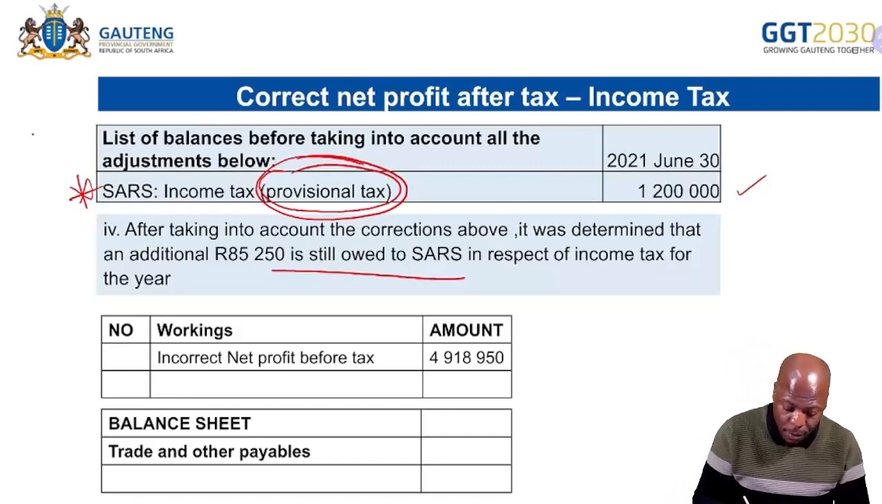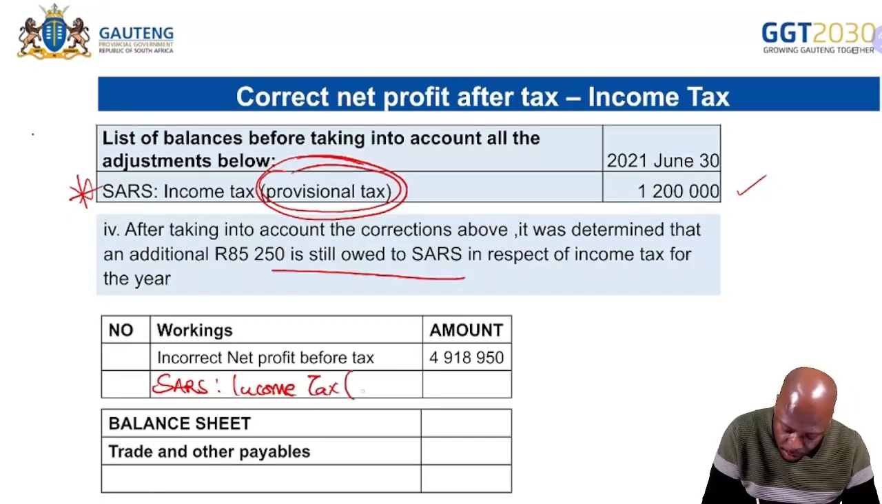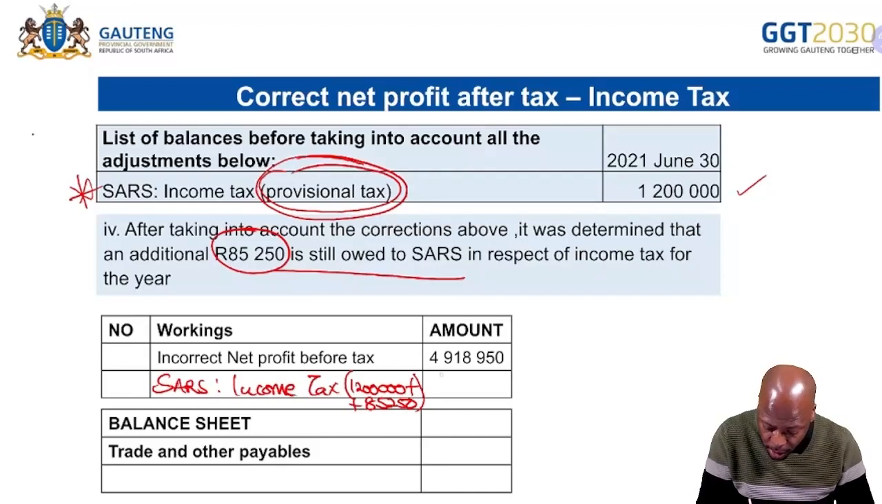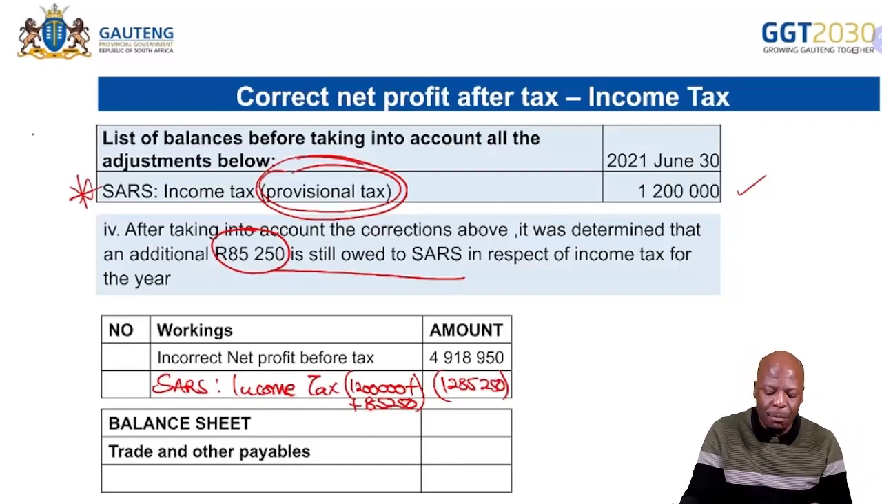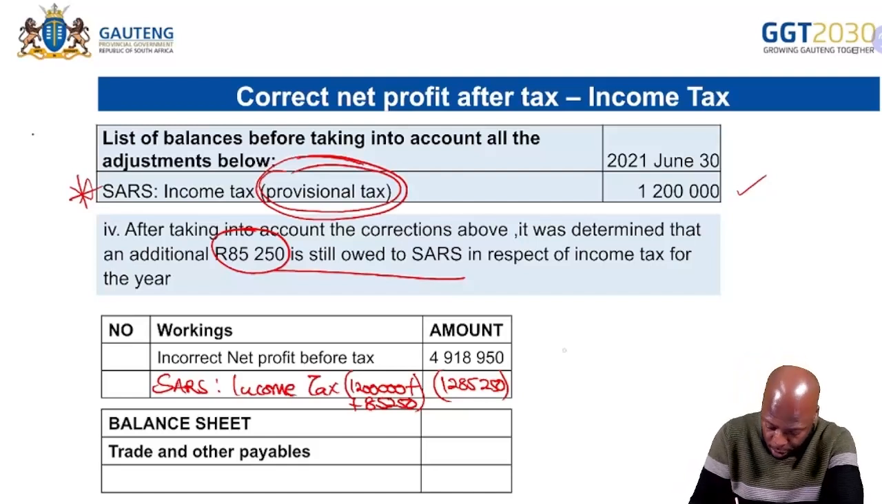So when I'm doing now my calculation of correct net profit, I'm going to come and what do I say now? I'm going to now say income tax. Okay, I'm going to say here's my SARS income tax. I have so far paid 1.2 million, but they tell me I still owe 85,250. That means I must come and add 85,250. I must add it. That means at the end of the year, I must get 1,285,250 as my income tax in the income statement, because 85,250 is still owed.